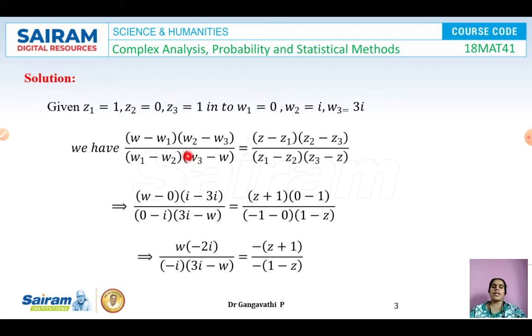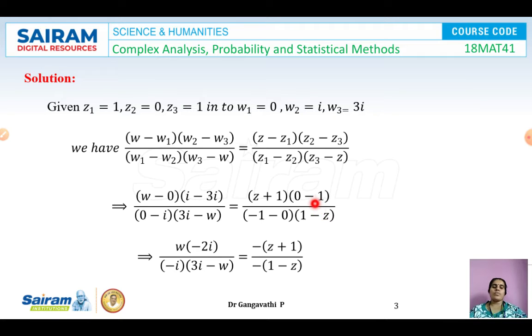As usual, consider your formula for bilinear transformation: w minus w1 into w2 minus w3 by w1 minus w2 into w3 minus w. On the other side we have z minus z1 into z2 minus z3 by z1 minus z2 into z3 minus z. Let us substitute. w1 is 0, w2 is i, and w3 is 3i. And in the denominator also we have substituted the same terms.